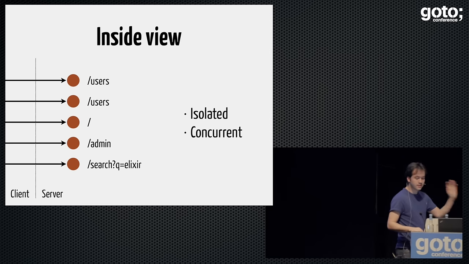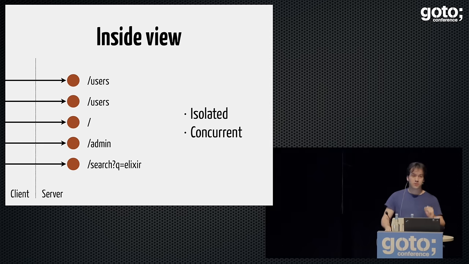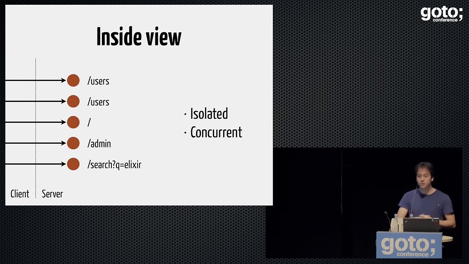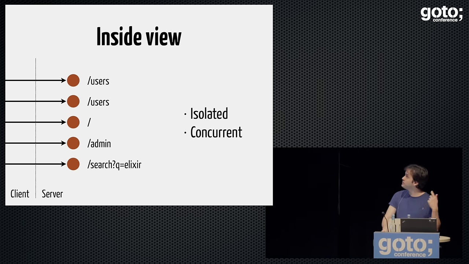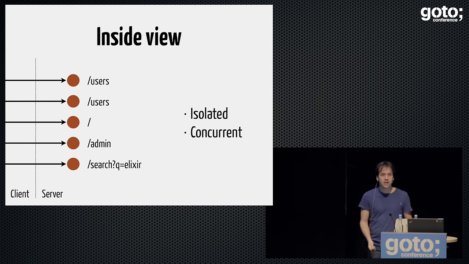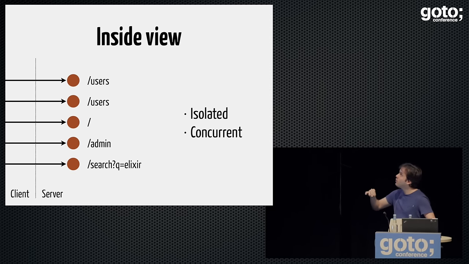And every time there's a new request, we are going to start a new process, which is that very cheap, very lightweight thread of execution. So as we get a bunch of different requests, we are just starting new processes to handle those requests. And as before, those processes are isolated and concurrent. Okay? And let's see what this means now in the context of regular web requests.